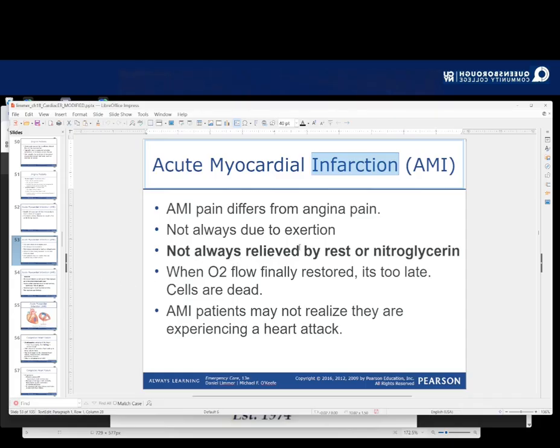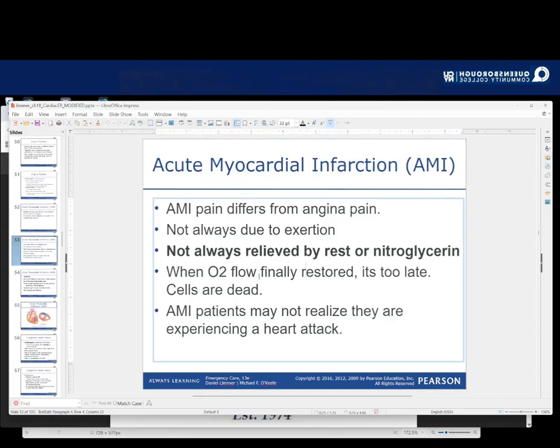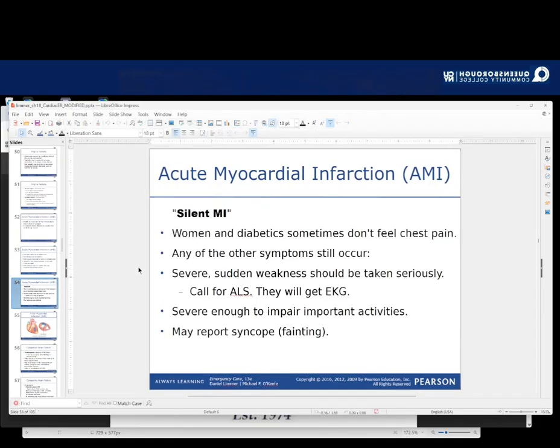And I want to emphasize, this is not definitive. The pain not going away or going away is not definitive, because you're not there to make a diagnosis. You're there to provide oxygen, appropriate therapy, and transport.